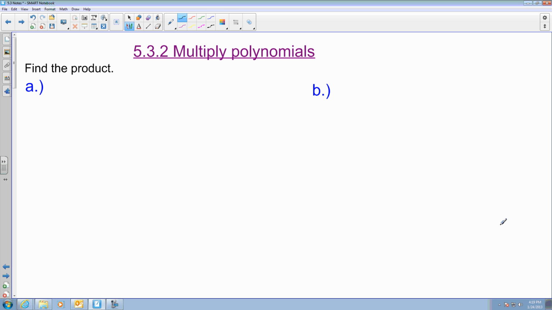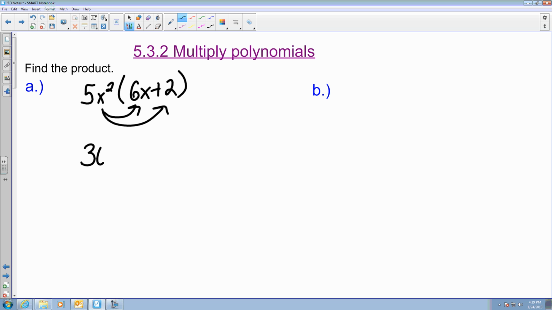Now I'm going to deal with multiplying polynomials. So let's say, for example, I have 5x squared times the quantity 6x plus 2. So here, all I'm going to do is distribute. I'm going to distribute my 5x squared to both of these values. That leaves me with 30x cubed plus 10x squared.